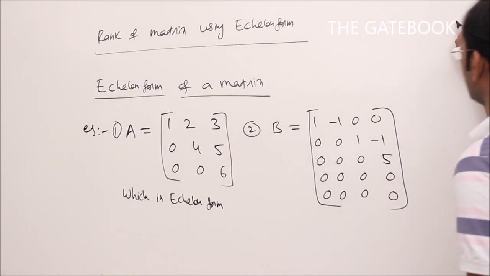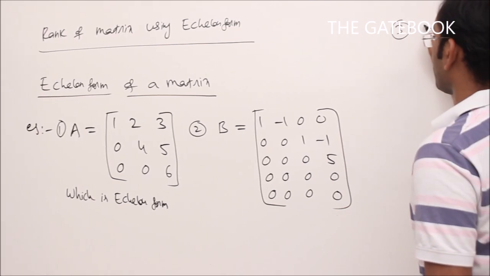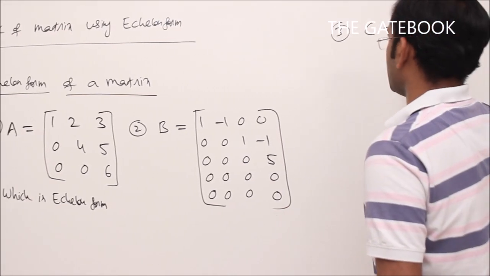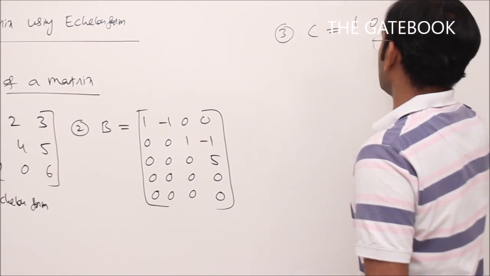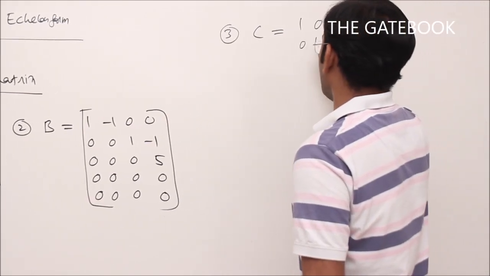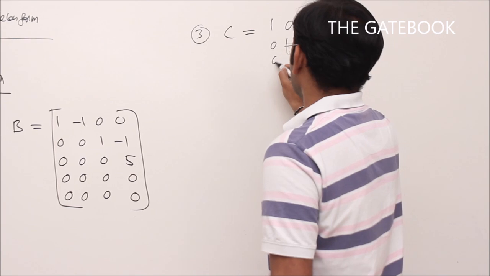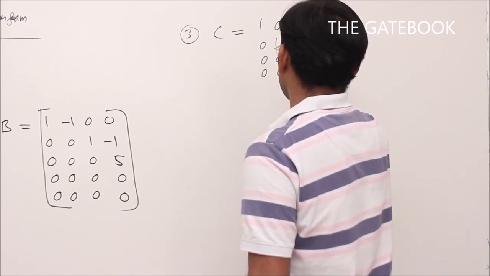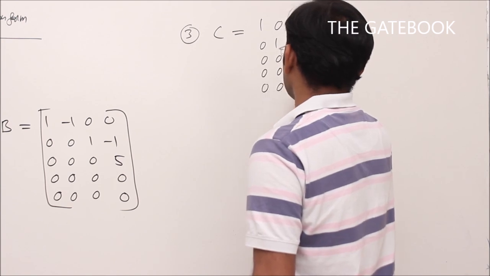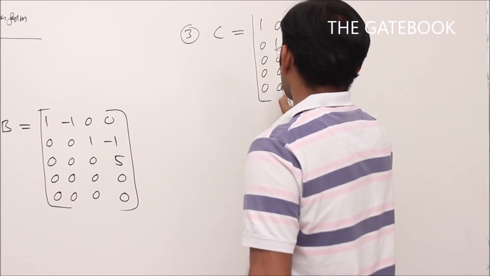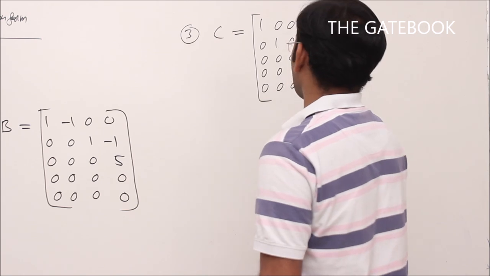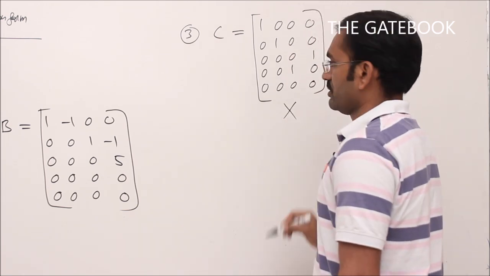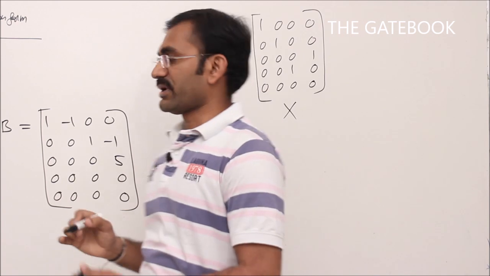Consider another example 3. Let us consider C matrix. C is equal to 1 0 0 0, 0 1 0 0, 0 0 0 1, 0 0 1 0, 0 0 0 0. This matrix is not in echelon form. So now I will tell the conditions of echelon form.